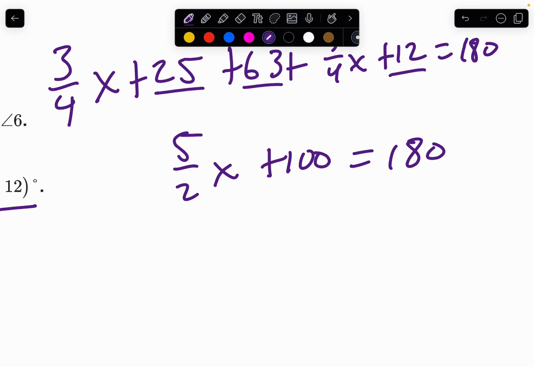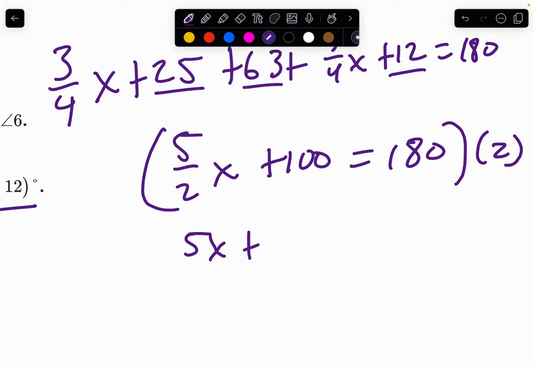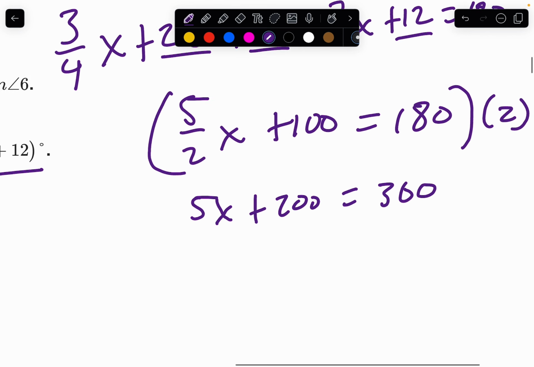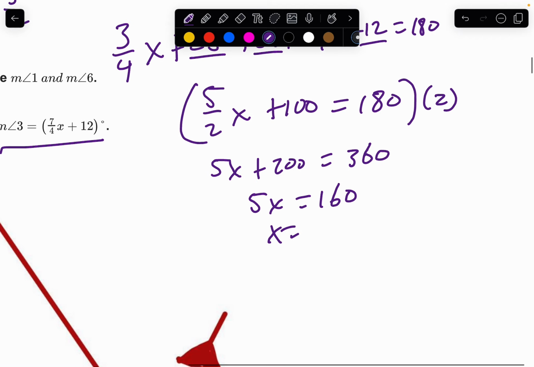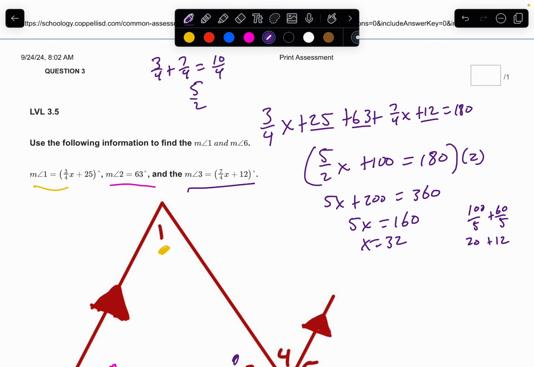Now I'm going to go ahead and get rid of the fraction just to make it a little bit easier. So I'm going to do everything times 2. That would be 5x plus 200 equals 360. So 5x equals 360 minus 200, which is 160. So x equals 160 divided by 5. Well, that's 100 divided by 5 plus 60 divided by 5. That would be 20 plus 12. So that would be 32. So we know x equals 32.